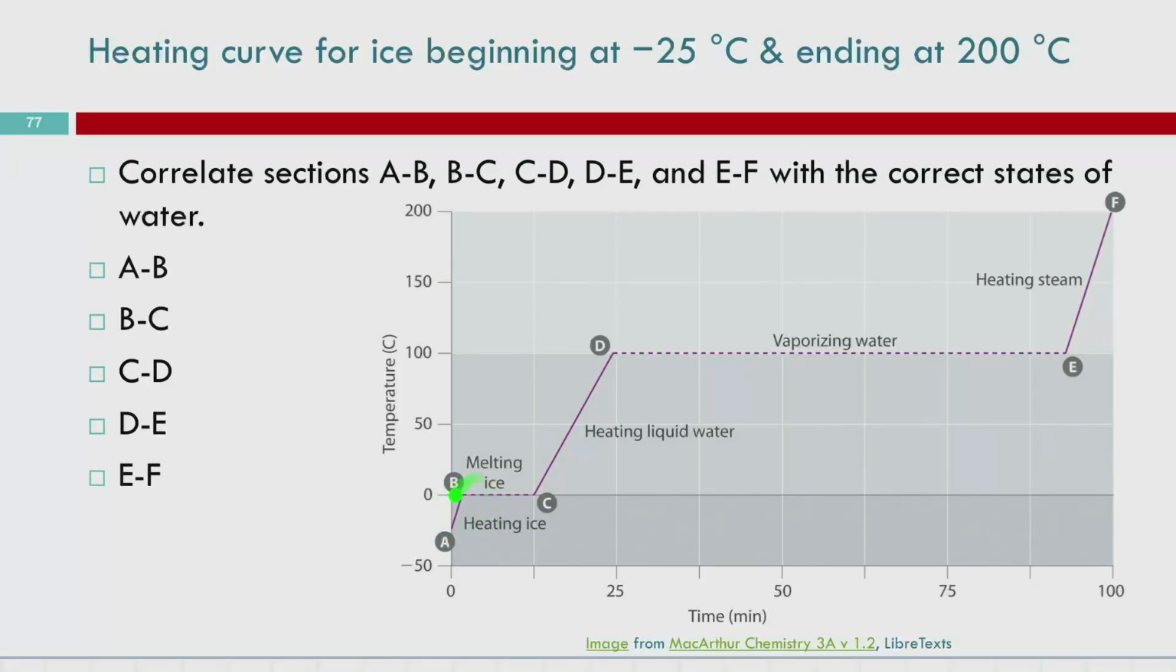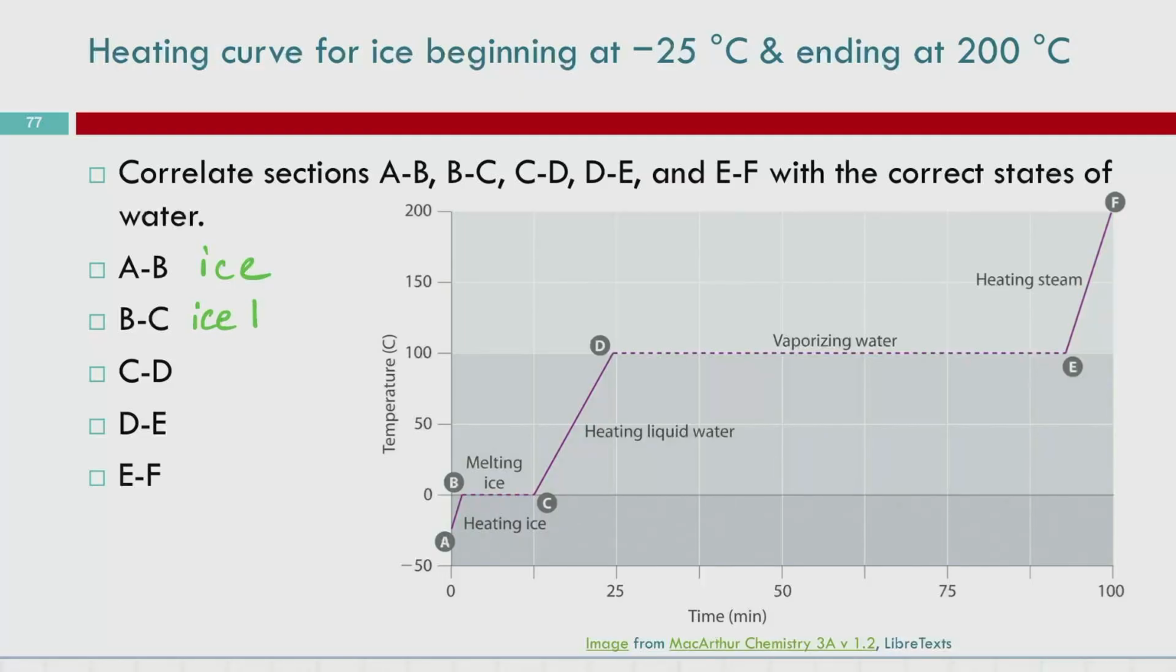So from A to B, we are heating ice. So for our A to B, this little line segment, we have ice. And then we get to 0 degrees Celsius. What's special about 0 degrees Celsius for water? Yeah, it's the melting / freezing point. And so our temperature locks in. We cannot increase our temperature. We cannot decrease our temperature because we have two states existing at the same time.